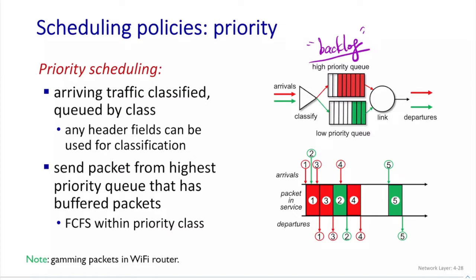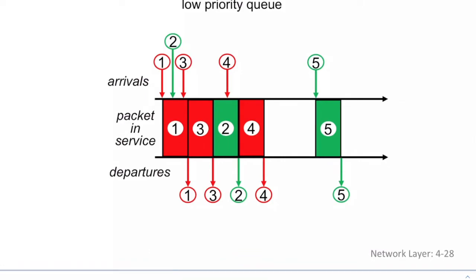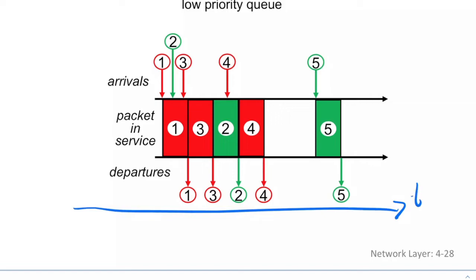Okay, so here we have an example. Make sure you understand how to read this figure, right? That is the time. Right here, red packet 1 arrives, so we have one packet in the red queue, and we simply serve the first red packet.